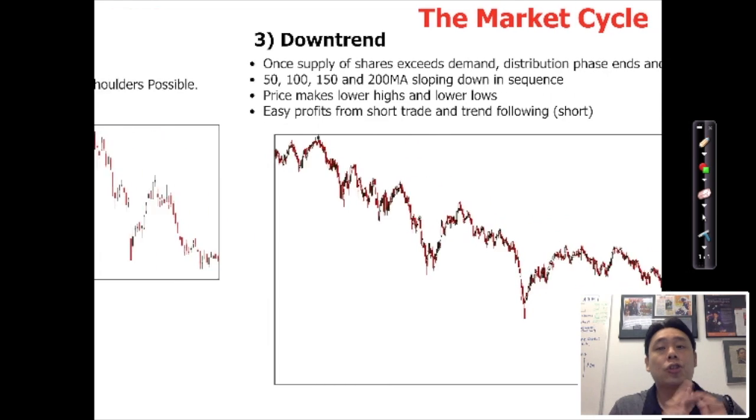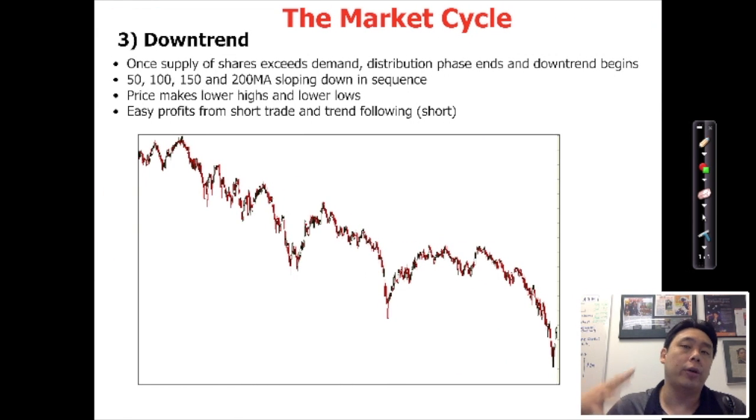So usually after the consolidation and distribution, the market will then go into a downtrend. A downtrend is also known as a bear market, and it can last for anywhere from 1 year to 2 to 3 years. During this phase, supply of shares exceeds demand. Everybody wants to get out, they're panicking, they're selling, and no one is buying, especially the institutional buyers. So usually on a downtrend, you find that the price is making lower highs like that, and lower lows.